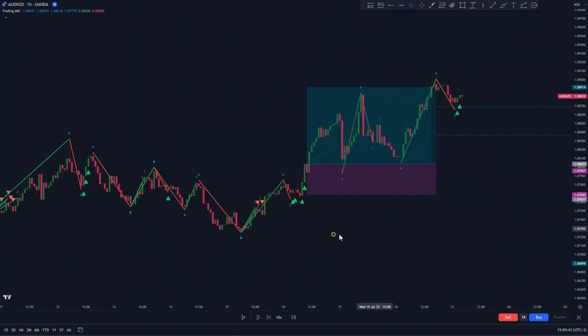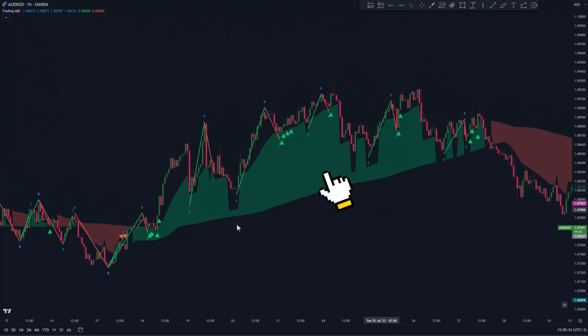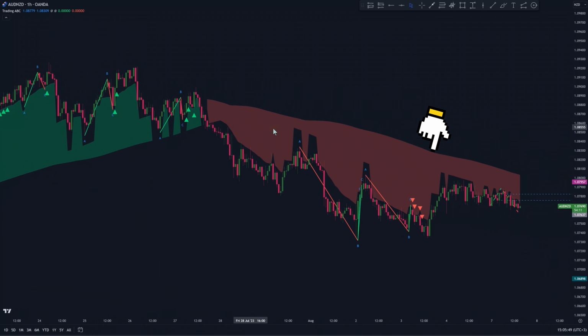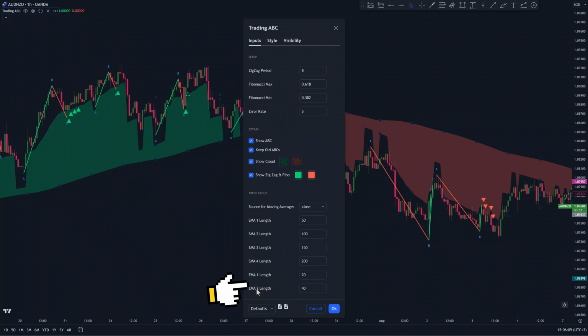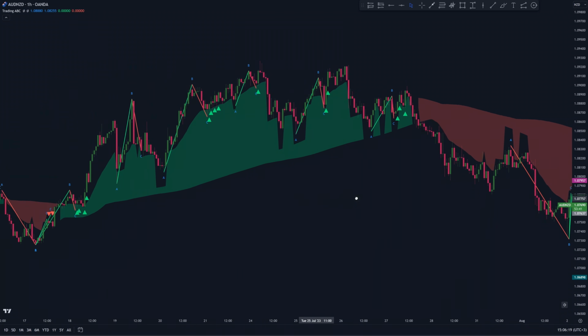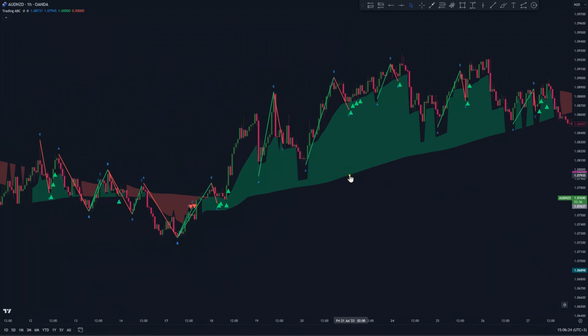Now, let's take a closer look at the trend cloud. The green cloud typically represents a bullish trend, meaning that the market is moving upward, while the red cloud indicates a bearish trend or a downward movement in the market. By combining simple and exponential moving averages of various lengths, this cloud gives you a visual tool to quickly gauge the market's direction. But don't just rely on the default settings.